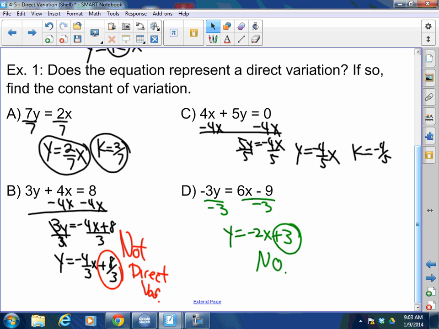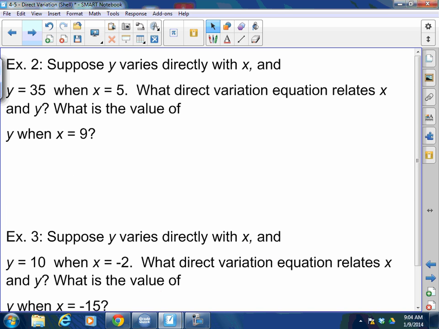So first things first, everyone understands how to look at an equation, solve for y, and determine if it's a direct variation or not. We're good there? Awesome. Let's move on. Now, here's where just some evaluating comes in. Remember, evaluating. They're going to give you values, and you plug them into the equation and solve for the unknown.